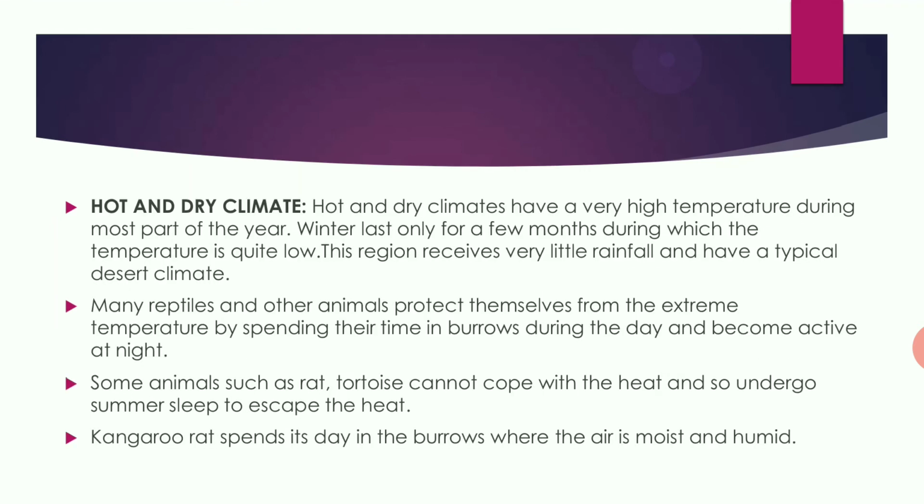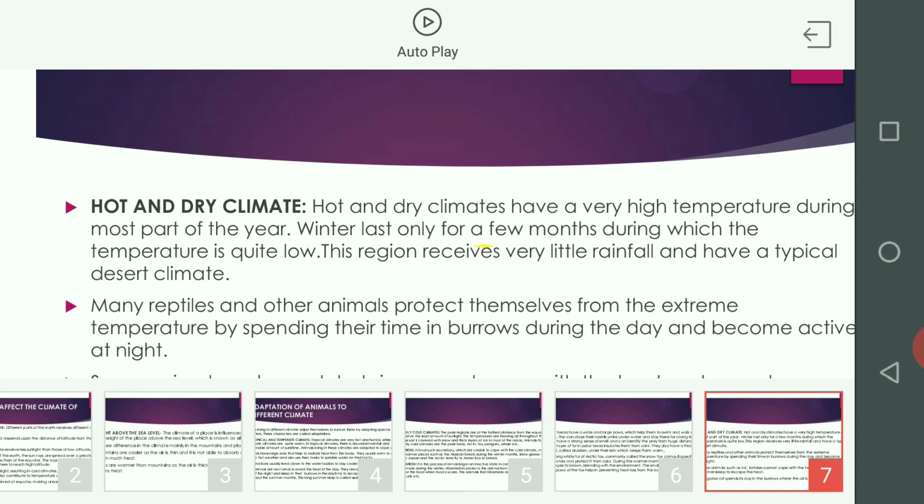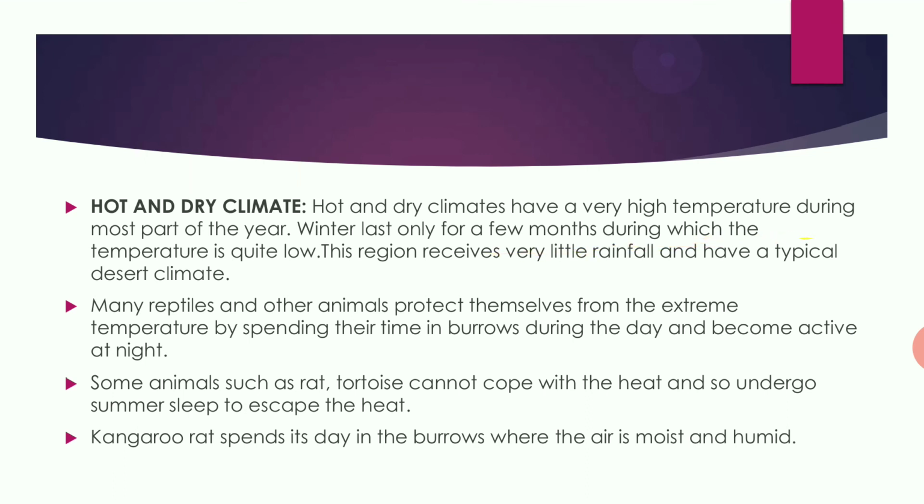Next, hot and dry climate. Hot and dry climate has a very high temperature during most of the part of the year. Winter lasts for a few months, during which the temperature is quite low. The region receives very little rainfall and has a typical desert climate. So this is hot and dry climate.